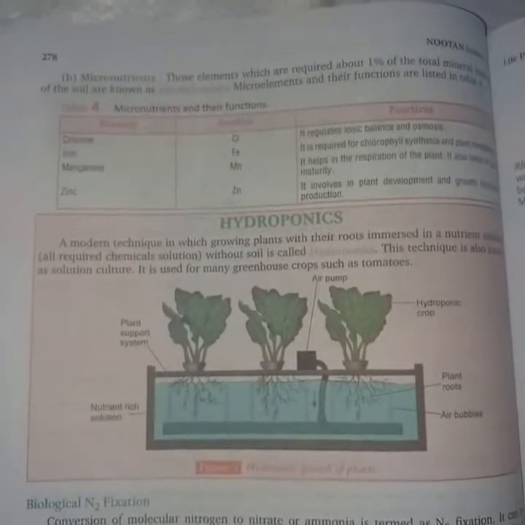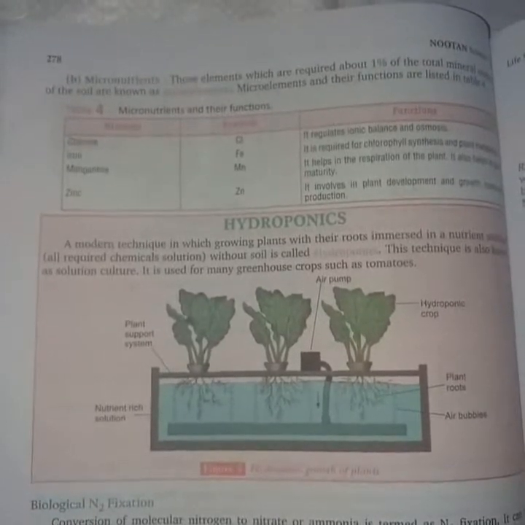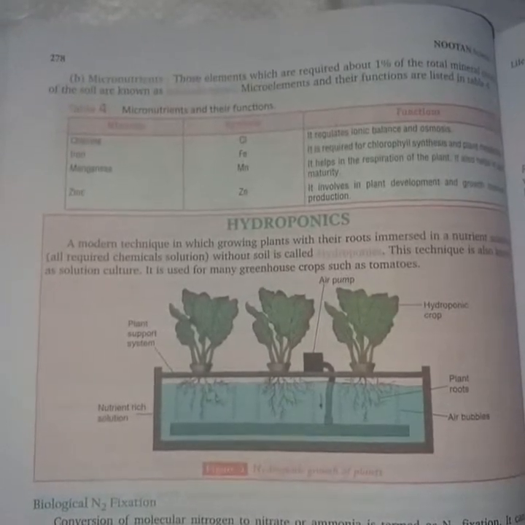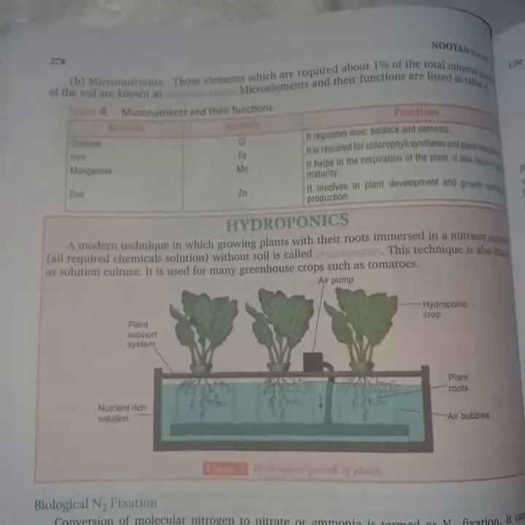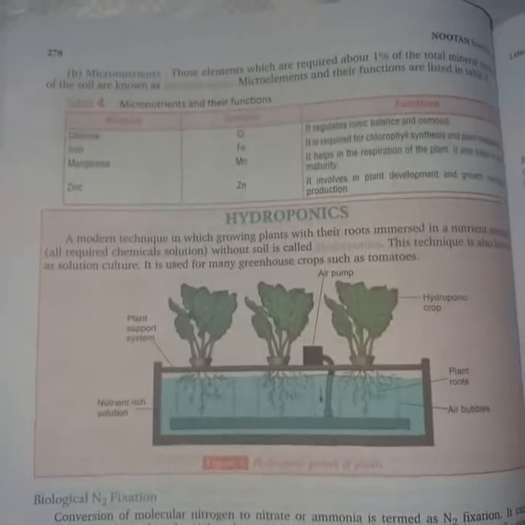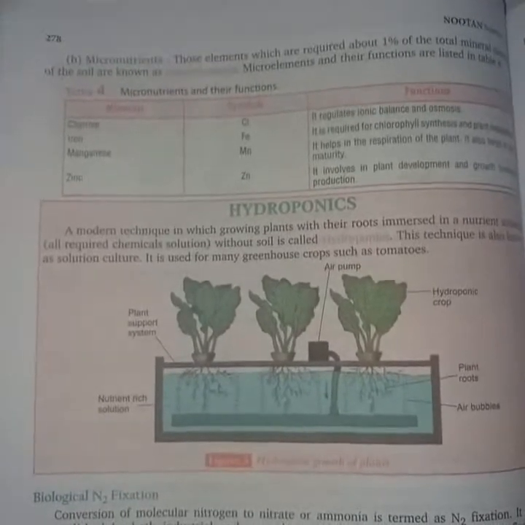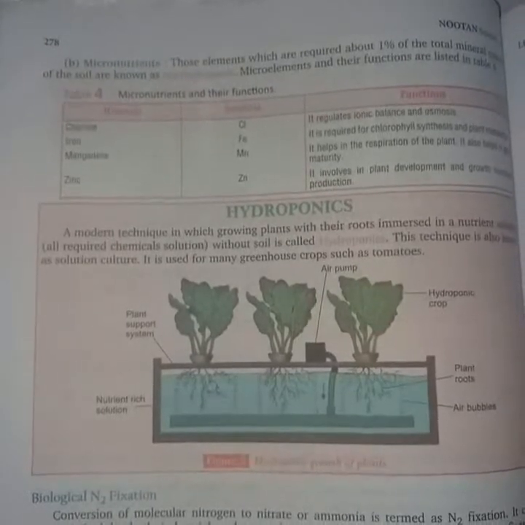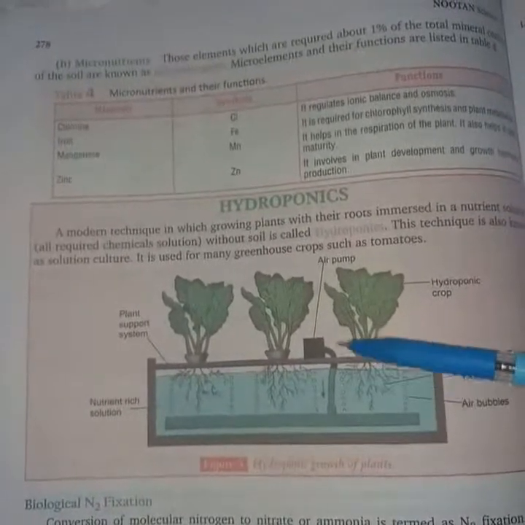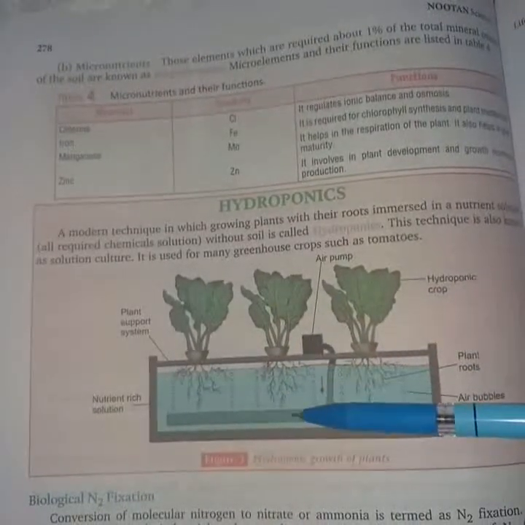Examples of hydroponic plants are greenhouse crops such as tomatoes and brinjals, which are grown in this process. This process is very quick and very easy. So this is the structure of the hydroponics method.